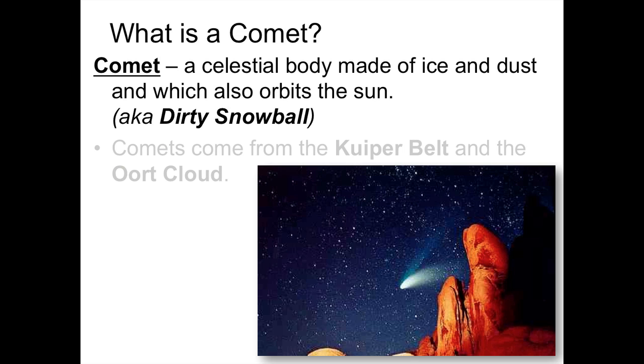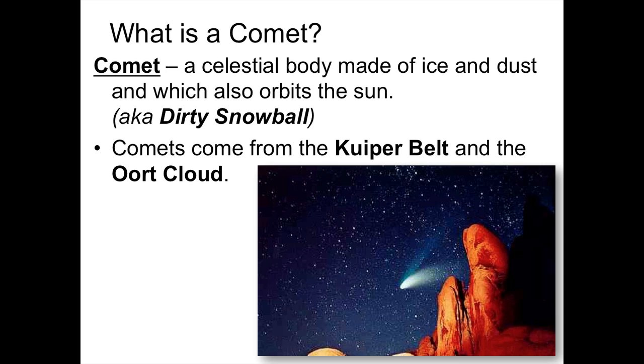Comets are also known as dirty snowballs, and comets come from the Kuiper belt and the Oort cloud. Now, the Kuiper belt is way, way, way beyond Neptune, and Neptune is the furthest planet from the sun. So you've got the Kuiper belt out there, and even further beyond the Kuiper belt, you have this huge group of comets and ice and dust called the Oort cloud. All right, comets come from the Kuiper belt and the Oort cloud.